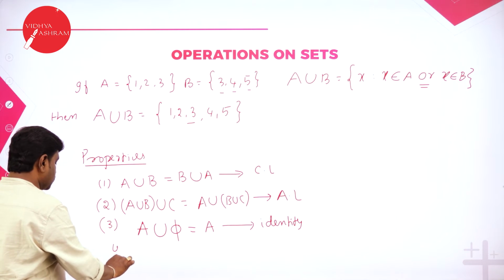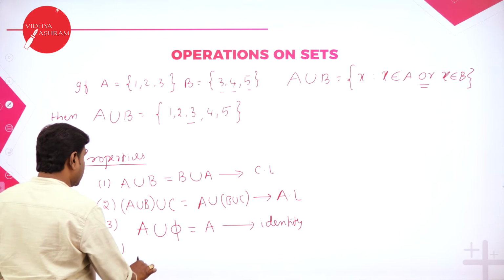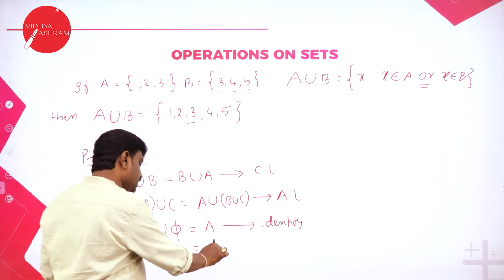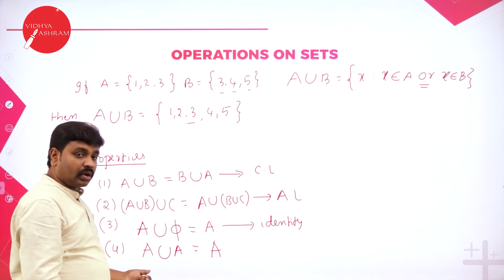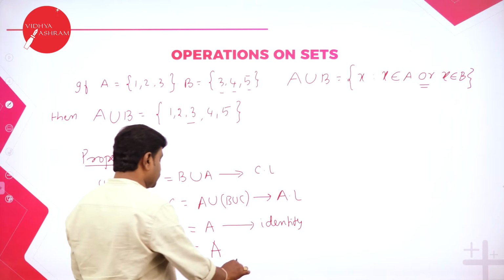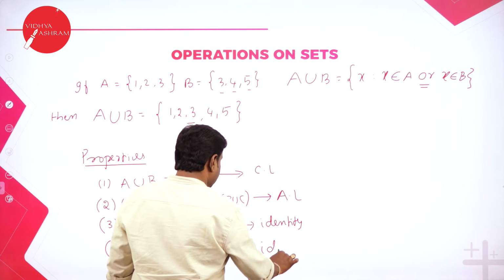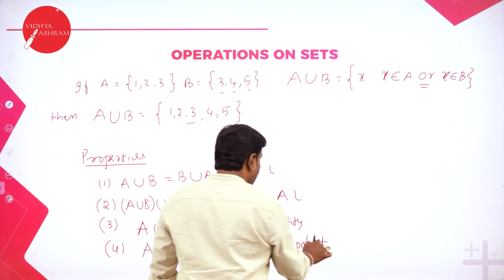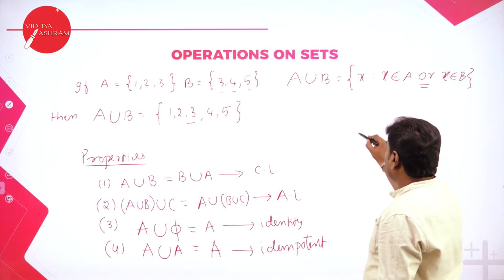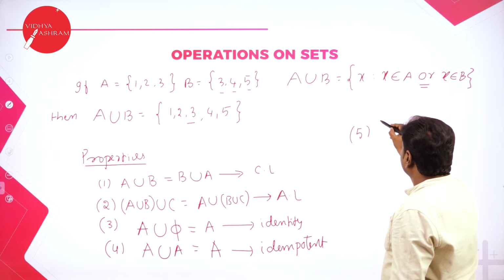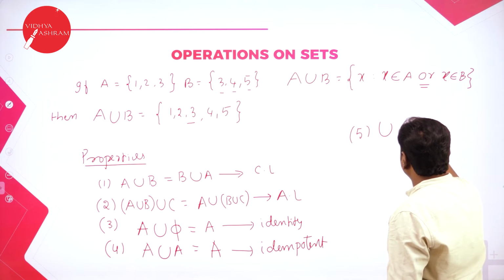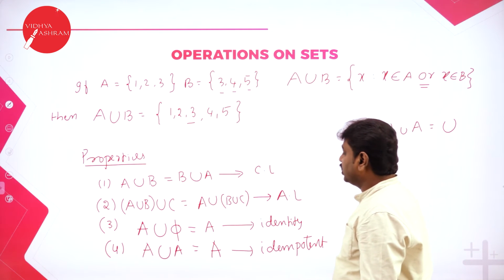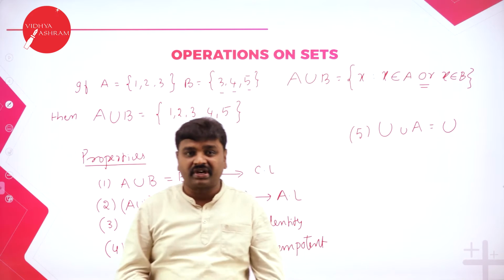Then I taught you a very important concept, that is the idempotent law. A union A gives you A. When you operate union with the same set, you will get the same set. This is called idempotent. Then I taught you the law of universal set. What is the law of universal set? You studied the universal set: union of any set with the universal set gives you the universal set. And these are the interesting properties we studied.